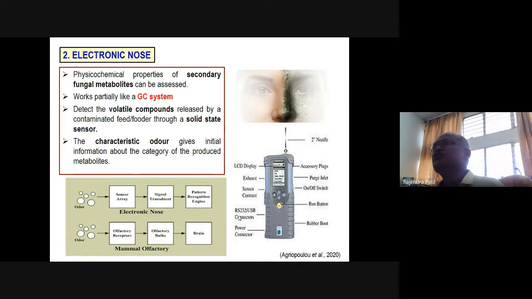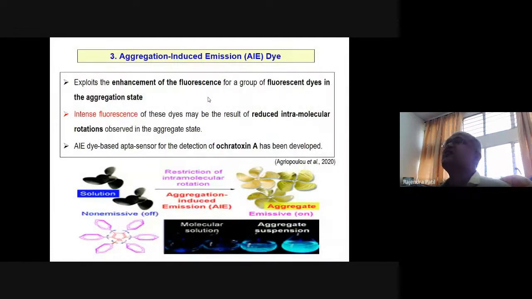Then the electronic nose is based on a gas chromatographic system, where these volatile compounds from mycotoxins give a characteristic odor, and with a proper device we can detect it. This is like the mammalian olfactory system: in our nose, olfactory receptors, then olfactory bulbs, and then the signal passes to the brain. Like that, we have sensory arrays, then signal transducers, and then a pattern recognition engine, and with the help of the device we can identify the fungal metabolites in the feed and fodder.